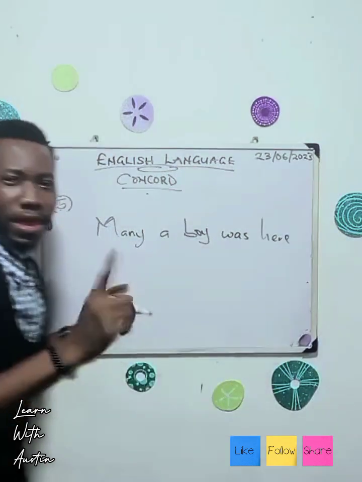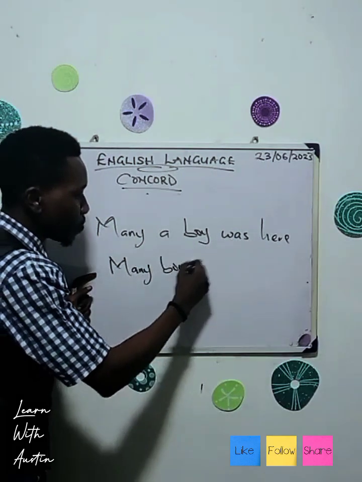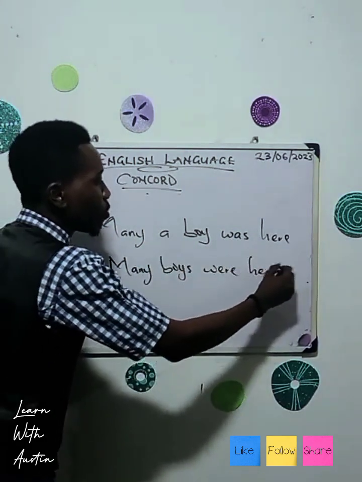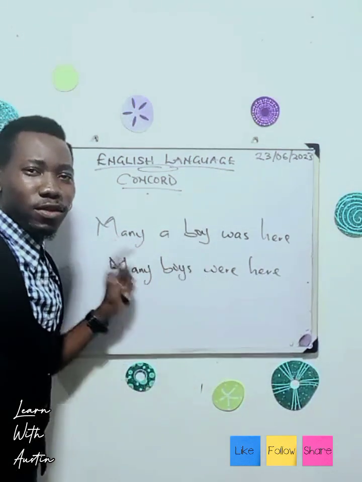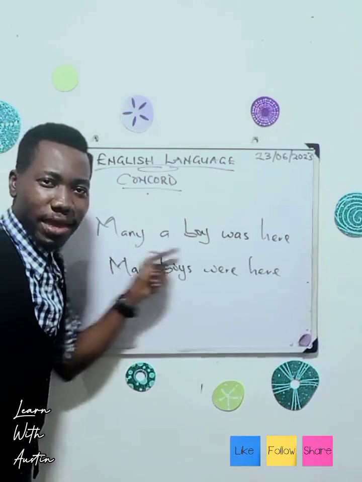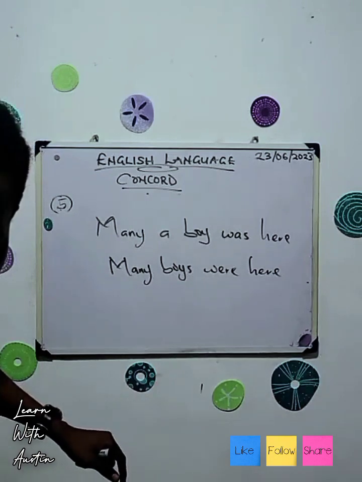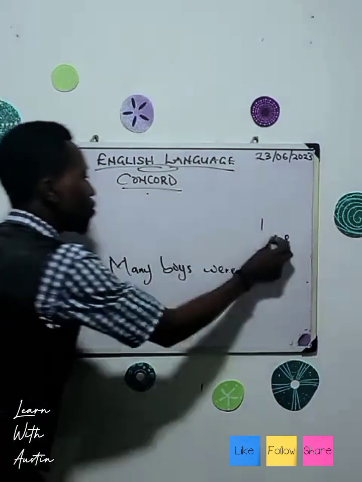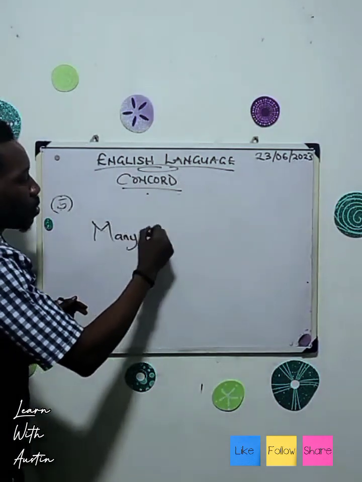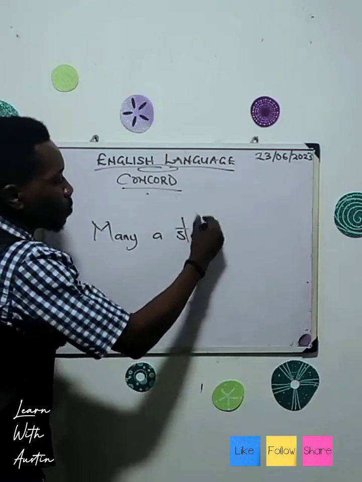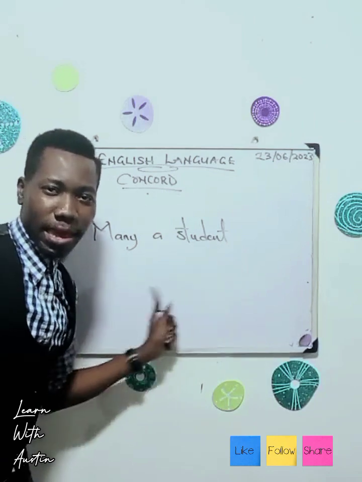That's the correct statement. Now, this also means the same as many boys were here. So, if you are saying many boys, it should be were. But when you say many are, the many are Concord says the verb following should be what? Singular. So we have many are students. And by the way, when you have many are, this should be singular, just like many are boy and not many are boys.